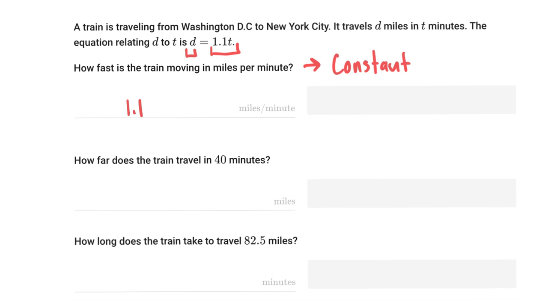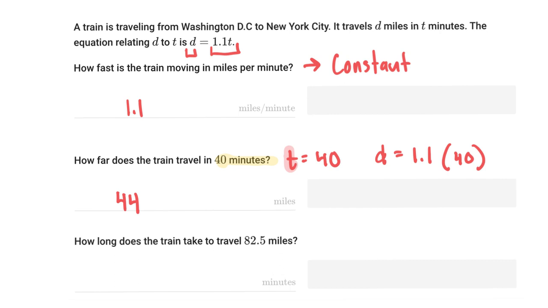The next question says, how far does the train travel in 40 minutes? So we got 40 minutes here. That means our time t is equal to 40. So that means that our distance d is equal to 1.1 times 40. So if we multiply those two, we are going to have traveled 44 miles.